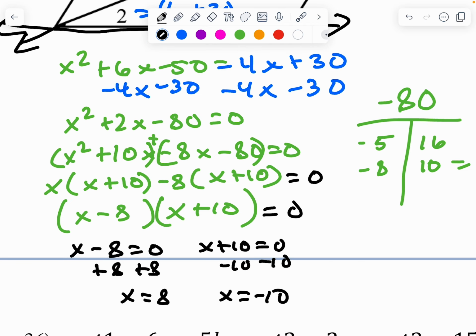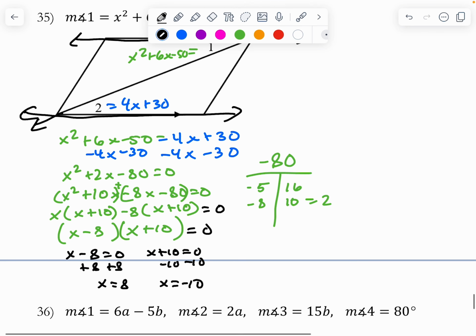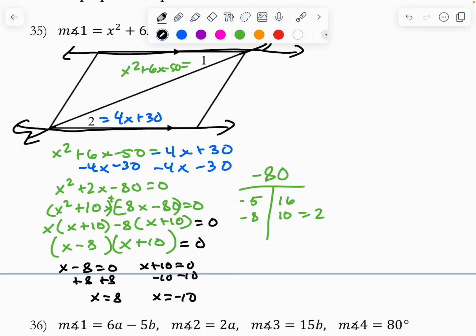Now, I always suggest checking both answers because not always do both answers work, right? So let's go ahead and just plug in one of these. Let's plug in the negative 10 because sometimes it's the negative that doesn't work, right? Because we can't have negative degrees, negative degreed angles.